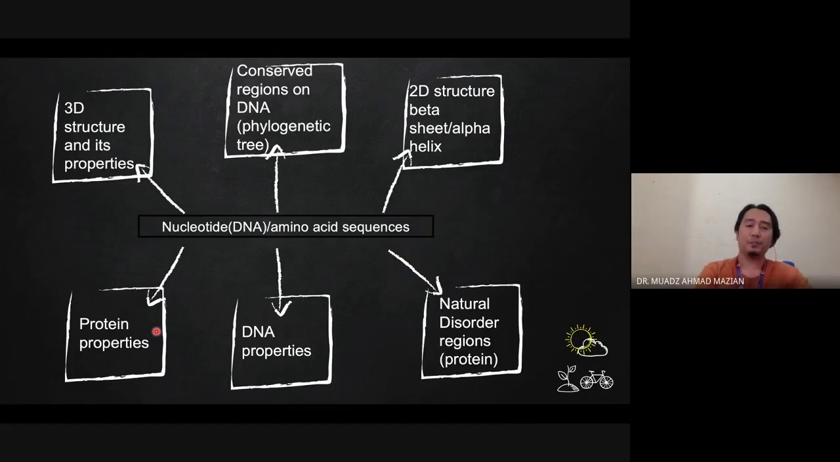Okay, contoh, I ada nucleotide sequence of a lemon balm tadi. Dan kalau dah ada 3D structure on that protein from the lemon balm, I boleh dapatkan. And then for the lemon balm nucleotide sequence, I boleh dapat a conserved region. Then I boleh dapat phylogenetic tree. And I also can design a 2D structure. This is mainly for protein lah. 2D structure, beta sheet or alpha helix kat dalam protein tu.